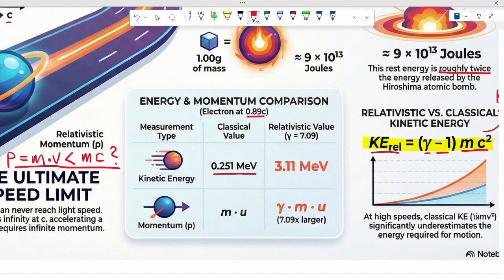I don't think this number is right. If gamma is 7.09, then let me calculate the correct value of speed using that gamma. Yeah, so this is a typo. It's meant to be 99. So it's pretty fast, 99% of the speed of light. Again, the classical calculation would say 0.251 MeV, but the relativistically correct calculation using this gamma factor gives you 3.11 MeV.